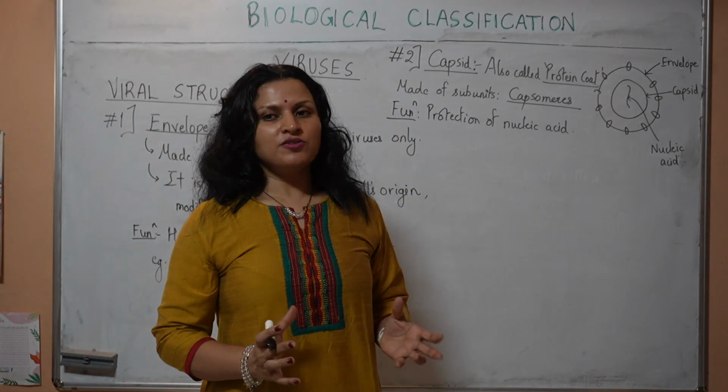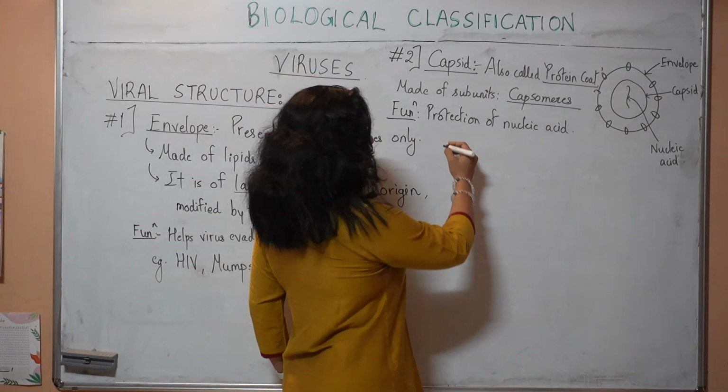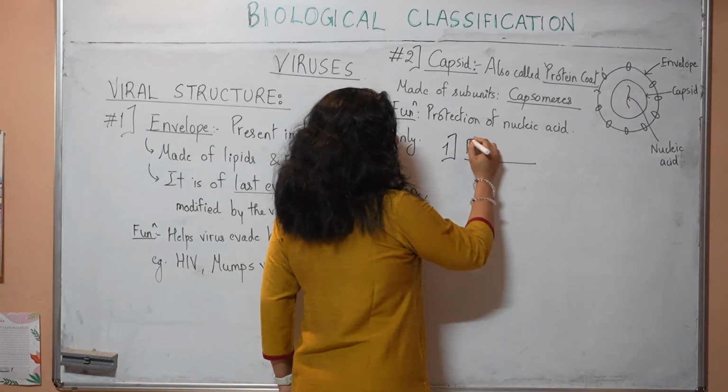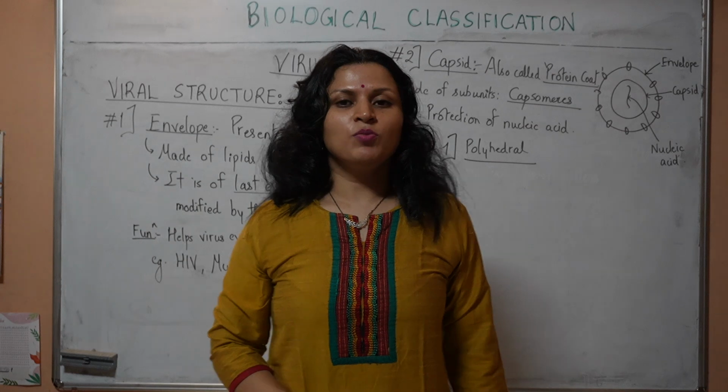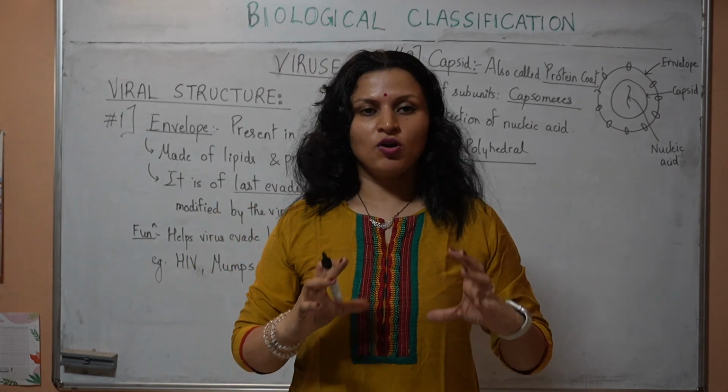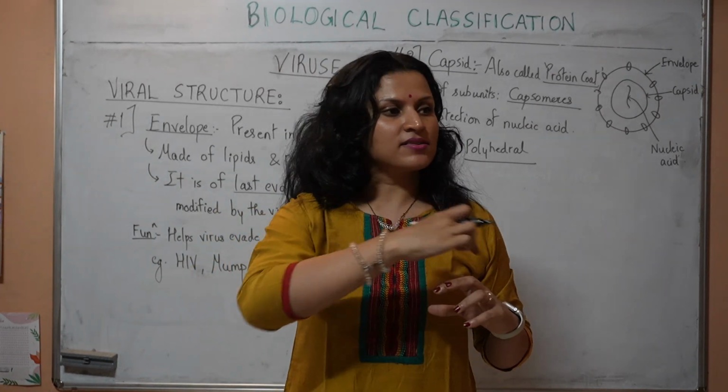So it is found in different shapes. We are doing 3 of them right now. Let's do the first one. This one is called polyhedral. For imagining how the polyhedral shape is, imagine a football. It has those hexagons on top, isn't it?